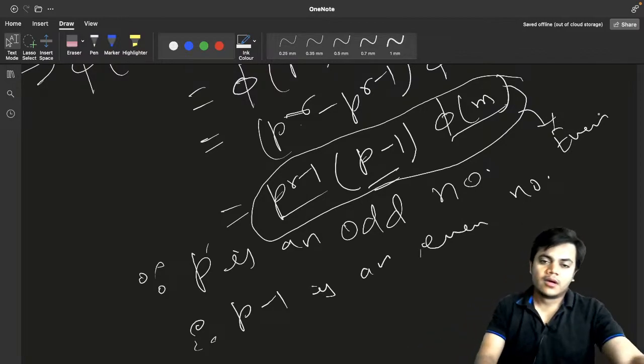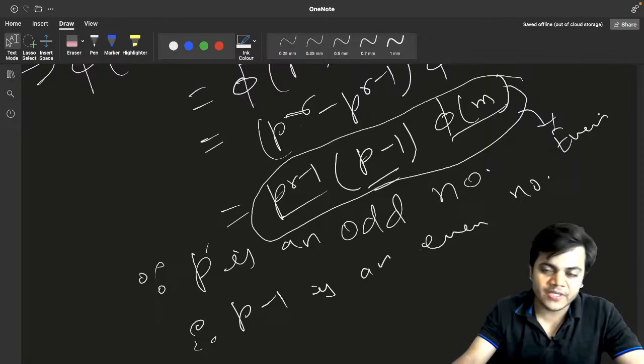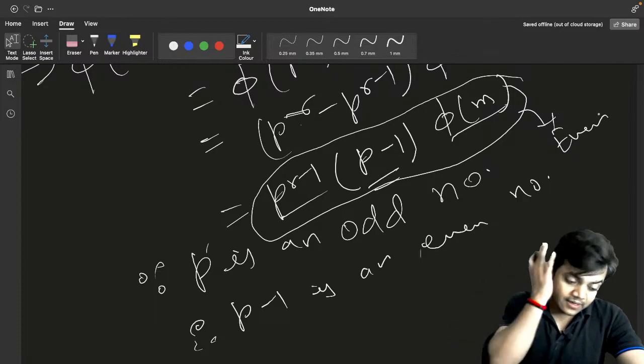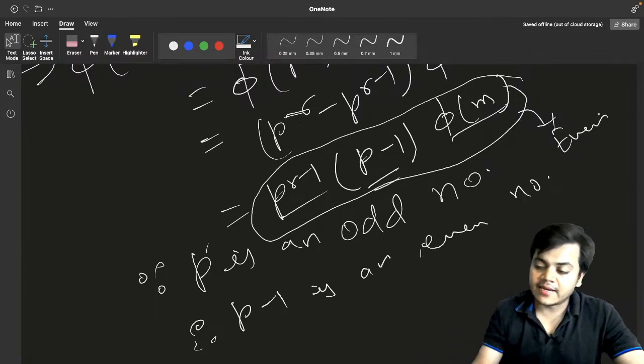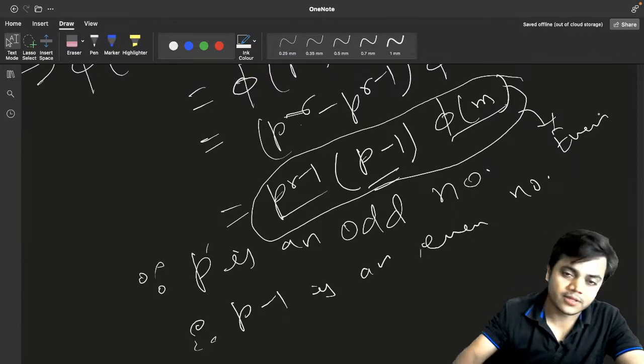No matter whether n can be written as a power of 2 or cannot be written as a power of 2, phi of n is always an even number if your n is strictly greater than 2. So you must remember this.